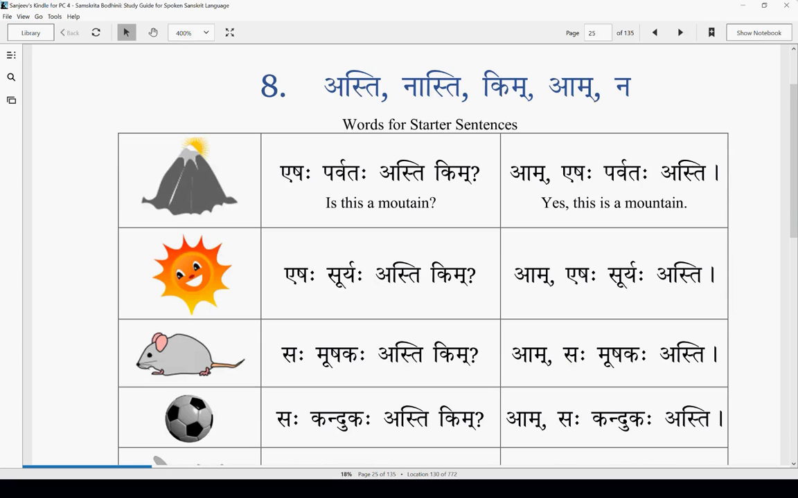Asti, Nasti, Kim, Am, Na. These are the next set of words we are taking. So before going forward, I think it should be clear to everyone about the gender. So there are three genders, three lingams. One is Pullingam, Strilingam, Napumsakalingam.